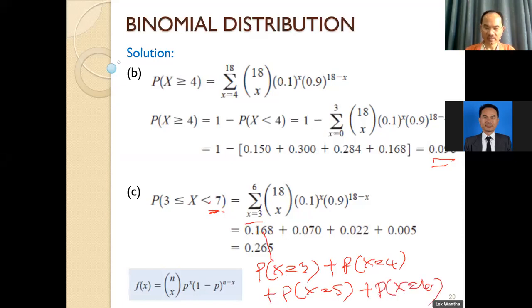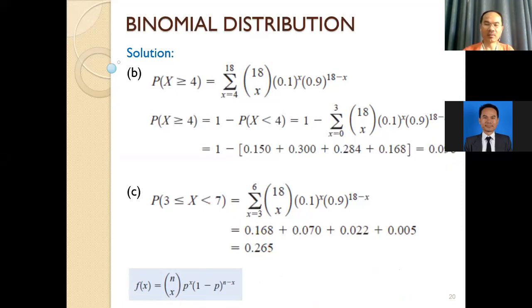The calculation is the same technique. You substitute x equal to 3, substitute x equal to 4, substitute x equal to 5, substitute x equal to 6, and you get about 26.5%. Okay, this is the technique to calculate.